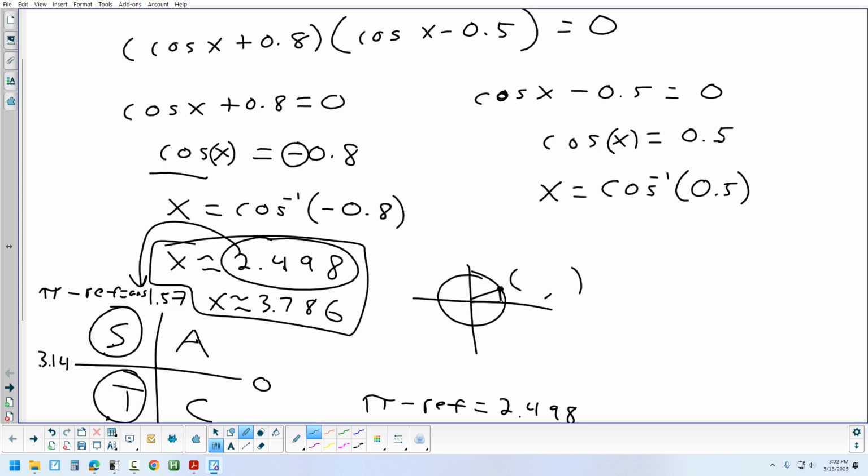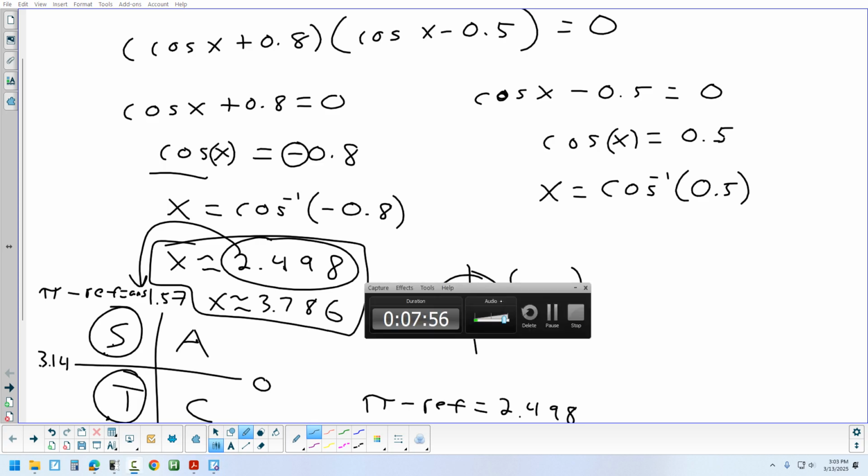What section is that? I think we did the unit circle in 6.2. 6.2. Give me a second. 6.3. I haven't written it down, so I'll probably just look at it real quick.